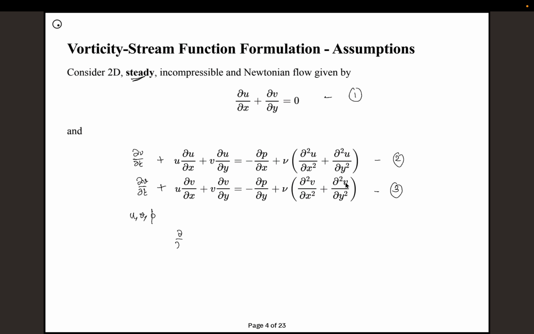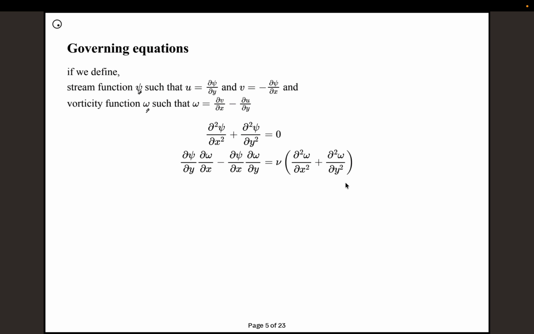So you can see the appearance of terms here. You take the derivative of equation 3 with respect to x. The detailed derivation is covered in the lecture video, so I'm not going through it. But the idea is you take the partial derivative of equation 3 with respect to x minus the partial derivative of equation 2 with respect to y, and then do some algebra, and eventually you'll end up with these equations. This is the general case, but for an unsteady flow, you'll have del omega del t also coming into the picture.